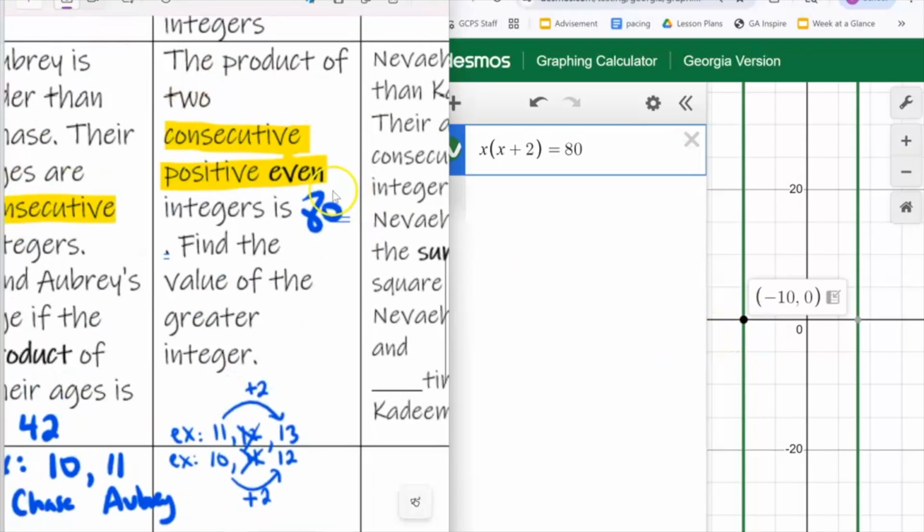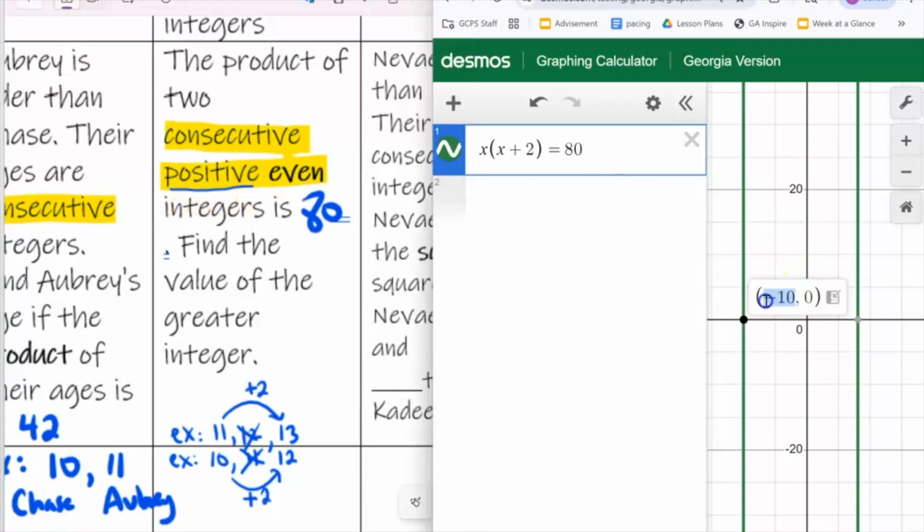Is it possible for it to be negative? No, because it said positive. Now, if it said negative, then you would take the negative answer. So the question could change. You just have to read it.